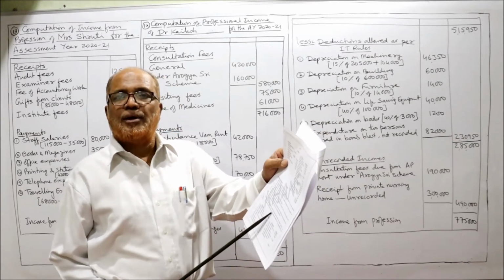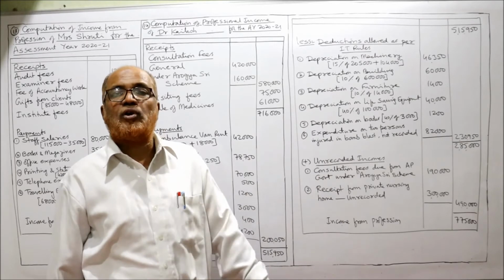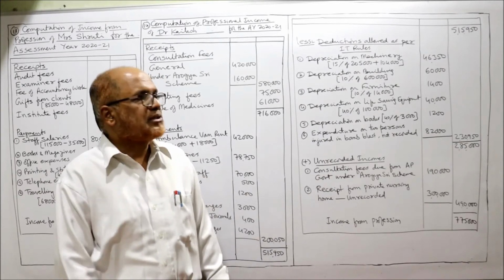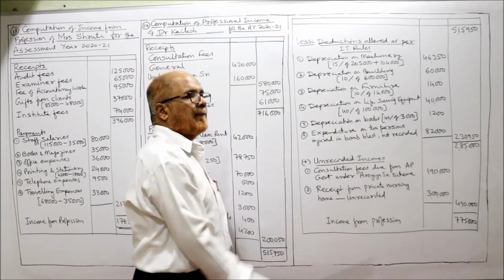Depreciation on furniture. Beginning of the year, furniture was 14,000. Depreciation rate 10%. So 10% of 14,000, 1,400.